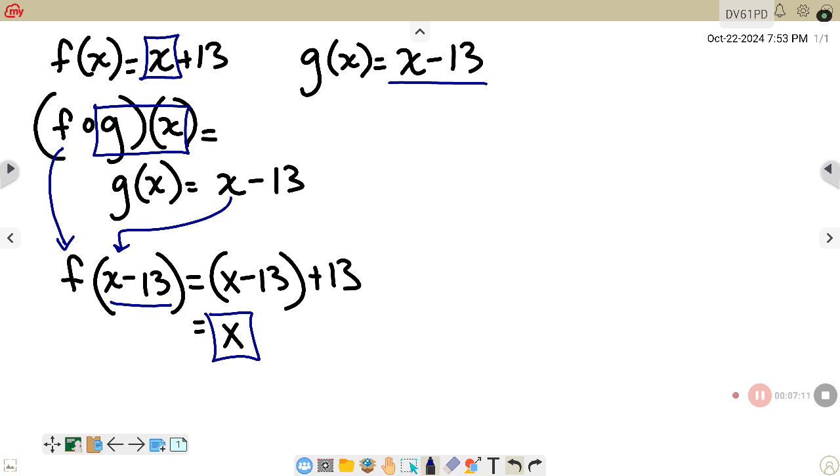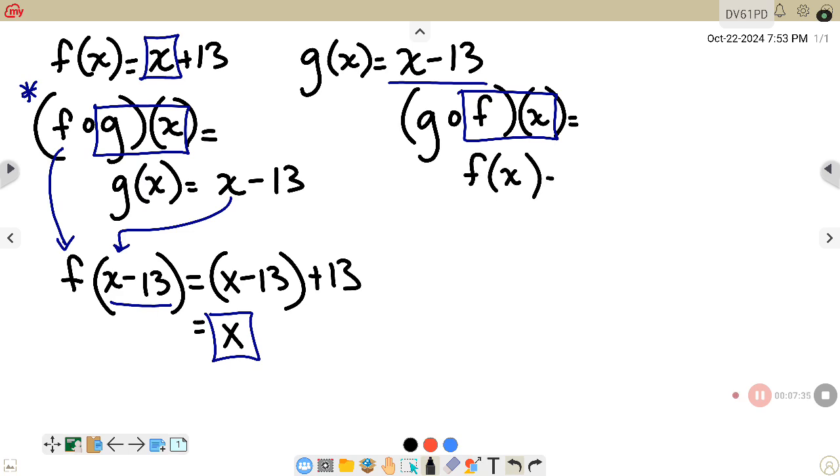On this problem, they're also going to want you to find it the other way. So here we've done f of g of x, and now we're going to find g of f of x. So same thing, I'm just going to find f of x first. So it tells me right here what f of x equals. It tells me that f of x equals x plus 13. So I'm done with that step because I can't go any further.